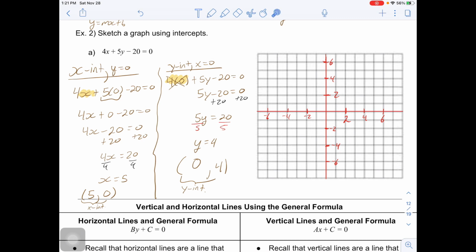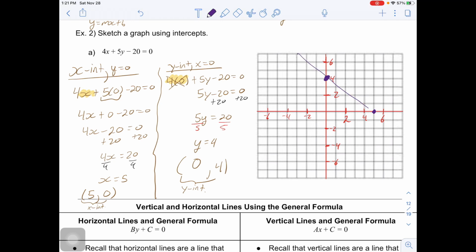So 0 and 4, where is 0 and 4? Well, when x is 0, y is 4. And remember, this is simply the y-intercept. And then when x is 5, y is 0. So that's found right there. And now we can graph these, because since this is a linear line, you can simply connect these points.